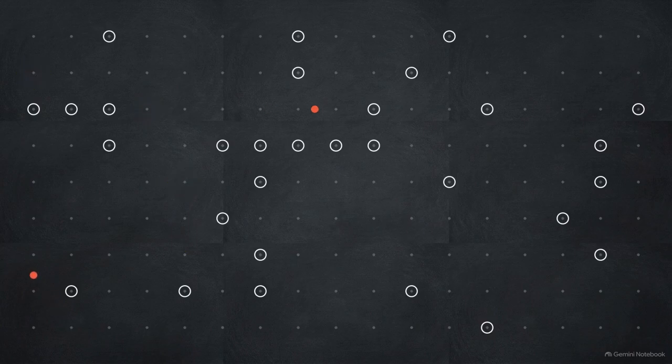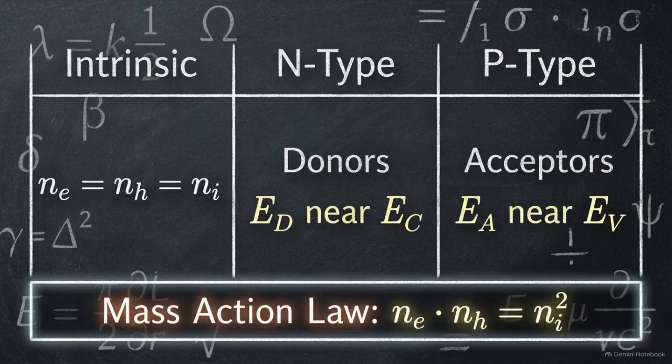We've covered a lot of ground. Here is a complete summary of the physical, energetic, and mathematical rules for intrinsic, N-type, and P-type materials, tied together by the mass action law. Grab a screenshot and use it to decode your next semiconductor circuit.